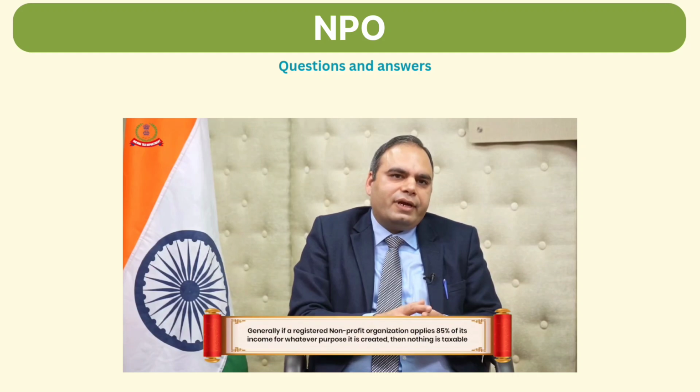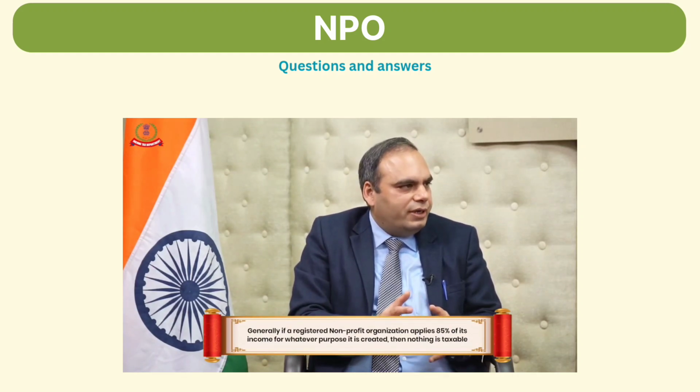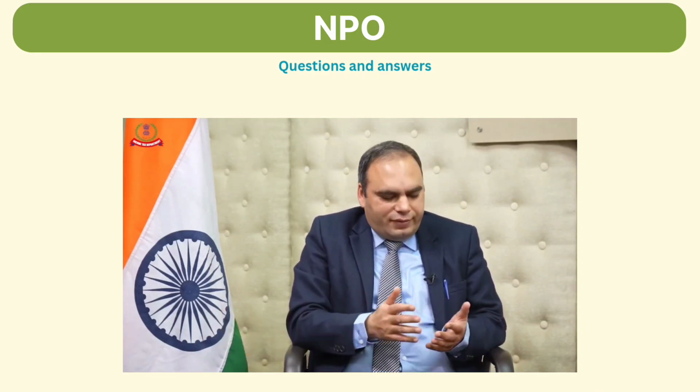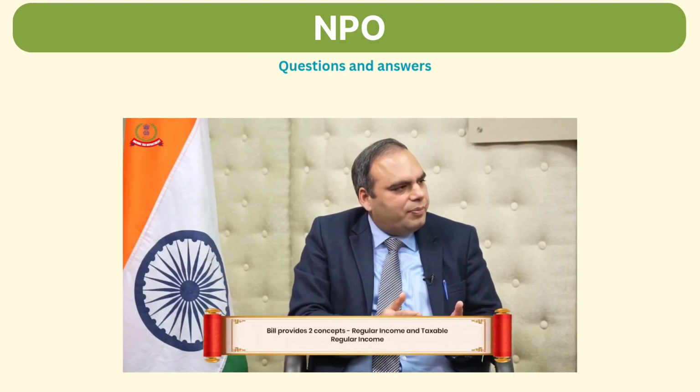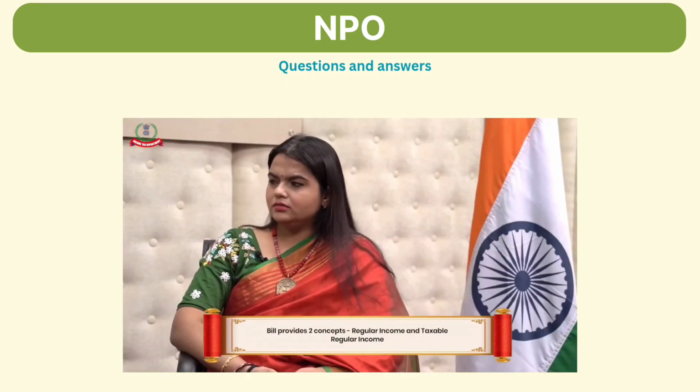Generally, if a registered NPO applies 85% of its income for charitable or religious purpose, for whatever purpose it has been created, then nothing is taxable. And if there is no violation, nothing is taxable. Similarly, now the bill provides two concepts. One is regular income, the other is taxable regular income.